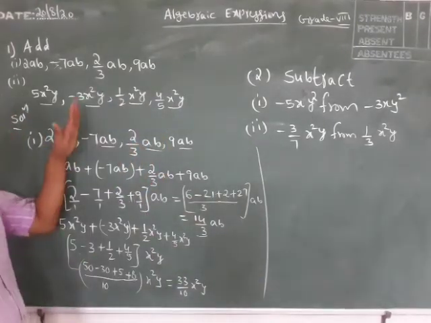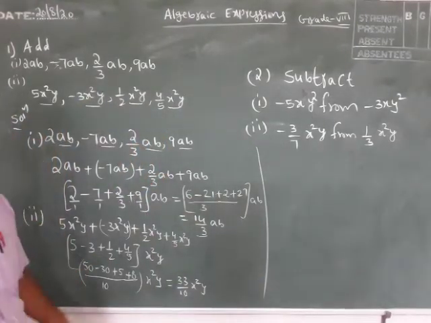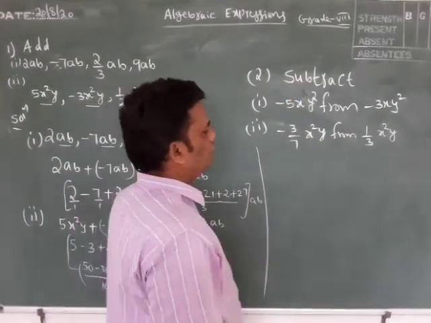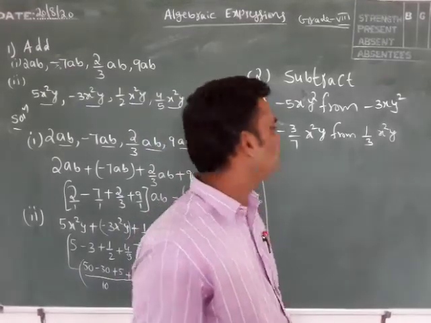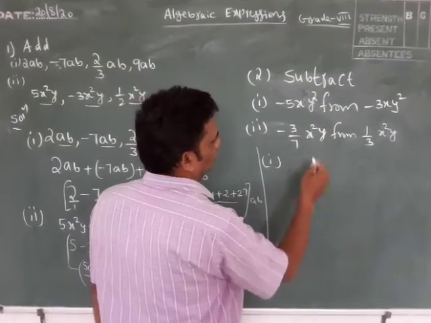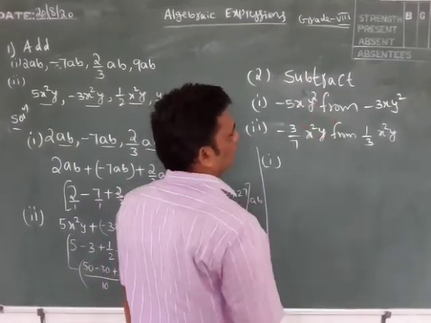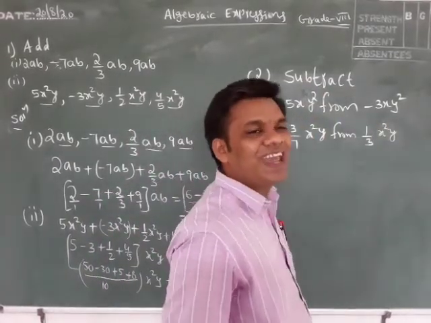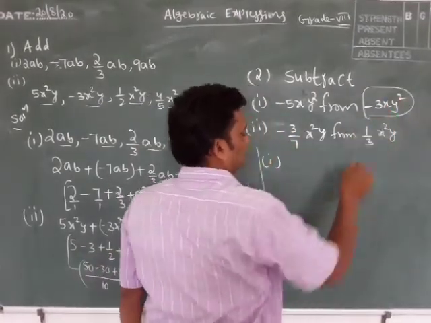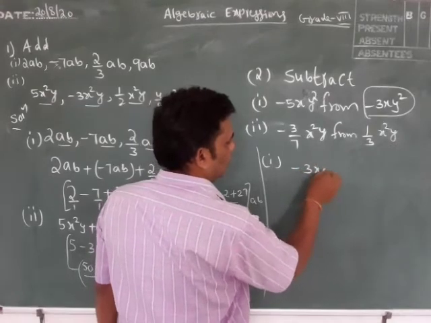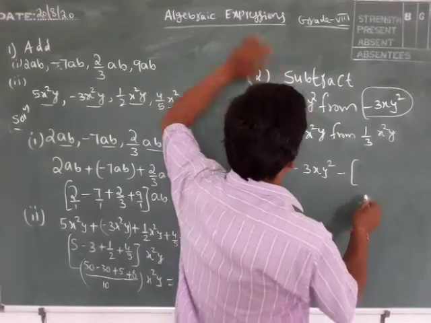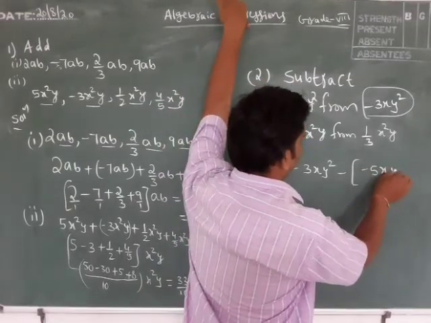So here you see we did addition. Similarly now we are doing subtraction. Subtract minus 5xy square from minus 3xy square. See first one. Whatever is from this, you should write first, means minus 3xy square minus 5xy square.